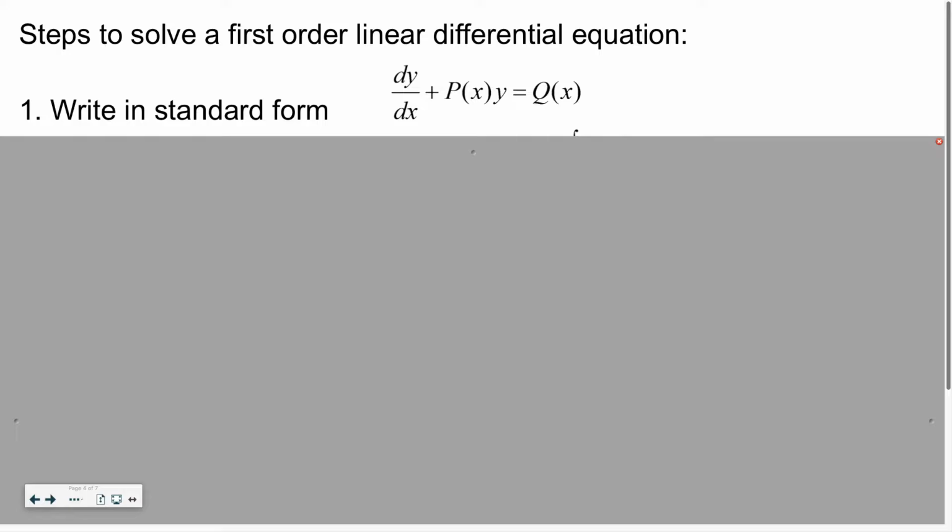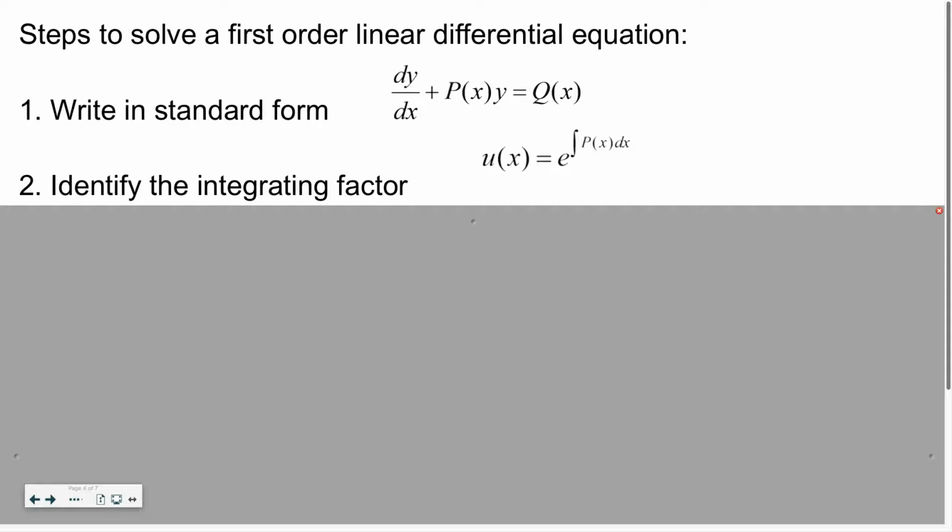Step 2. Identify your integrating factor by using u of x equals e to the integral of p of x dx.